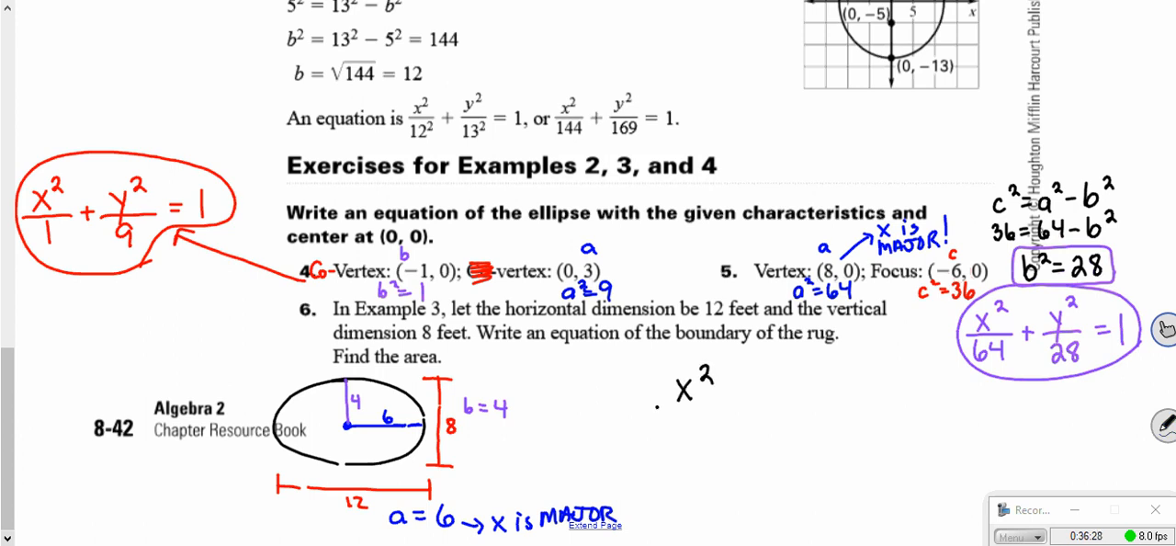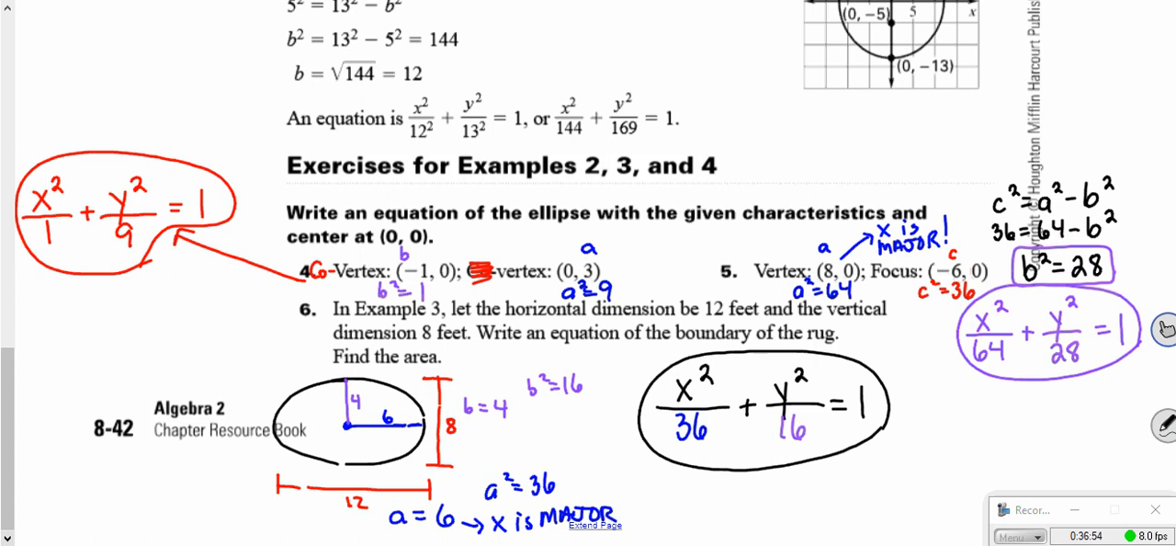We just have x squared over, what's a squared? A squared is going to be 36. And then what's b squared? B squared is going to be 16. So it's x squared over 36 plus y squared over 16 equals 1. Square the a, square the b. Once you figure out half the horizontal, half the vertical is your a and b.